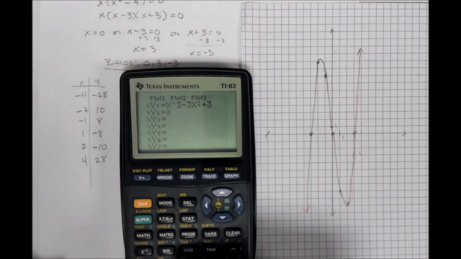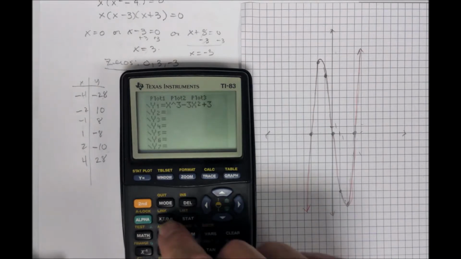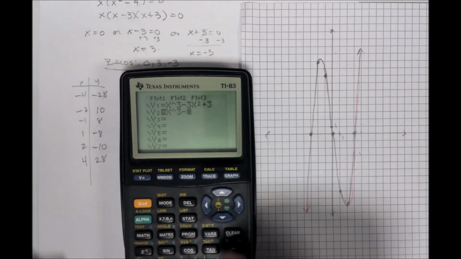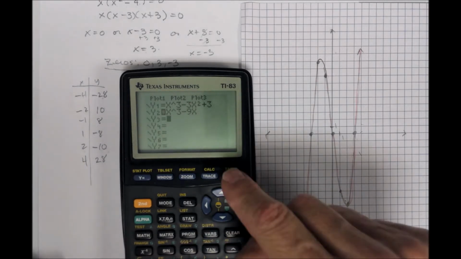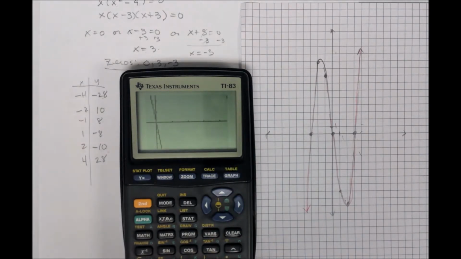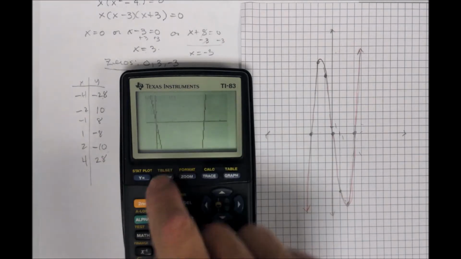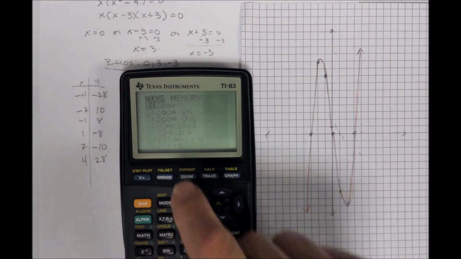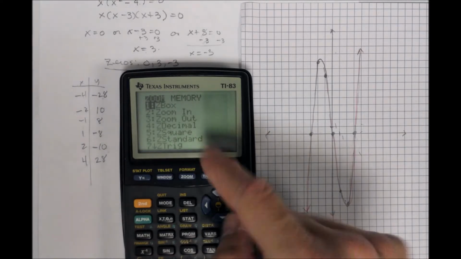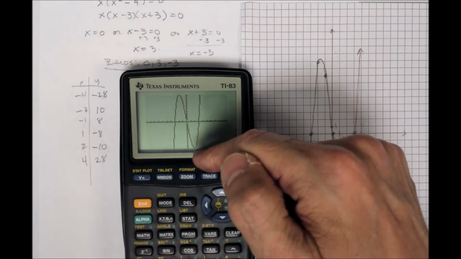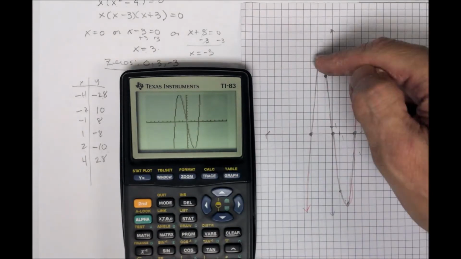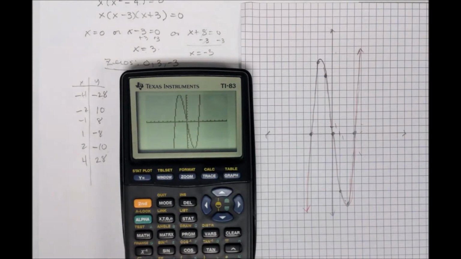X to the third, minus 9x. All right, let's see what it looks like if I graph it. Now I have to change my window. Let's go to standard 6. Let's see what it looks like. Yeah, it looks pretty much like my graph right here. This is 10 at the top. This is negative 10 at the bottom. So see how it peaks up and bottoms out there? Not too bad. That's a good way to check it.